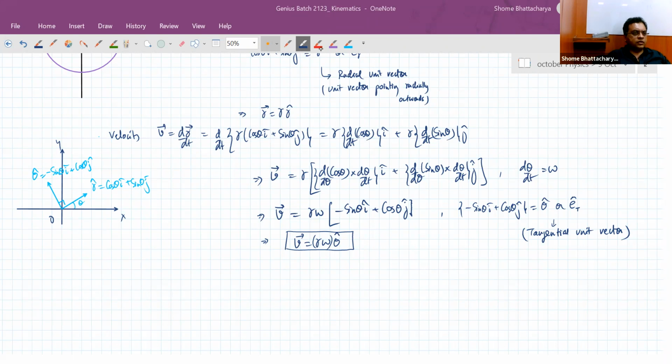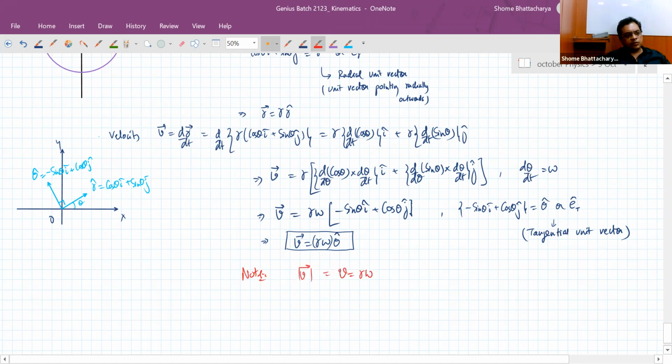Okay, I'll explain. But before that, you can just additionally note down this point that the magnitude of velocity is equal to r omega, and the direction of velocity is along theta cap, that is, it is the tangential direction.